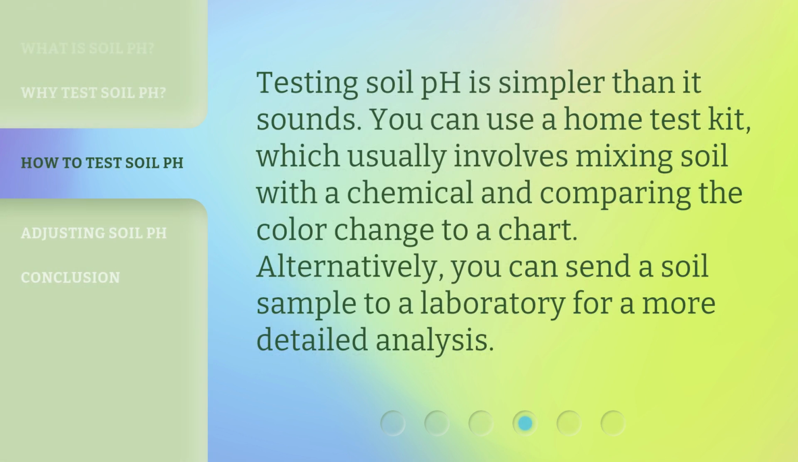Testing soil pH is simpler than it sounds. You can use a home test kit, which usually involves mixing soil with a chemical and comparing the color change to a chart. Alternatively, you can send a soil sample to a laboratory for a more detailed analysis.